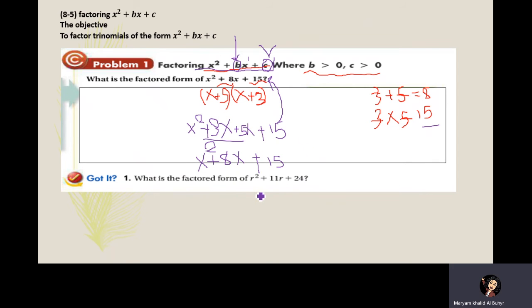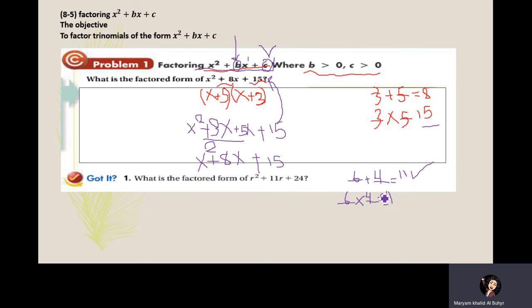Here, again, I'm going to think about two numbers. Once I add them, I will get 11. The same two numbers, once I multiply them, I will get 24. I have many options for 24. Let's think about it. I can say 6 times what will give me 24? 6 times 4. But if I add them, will I get 11?